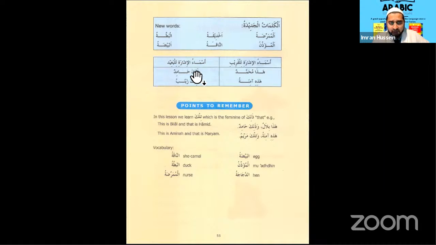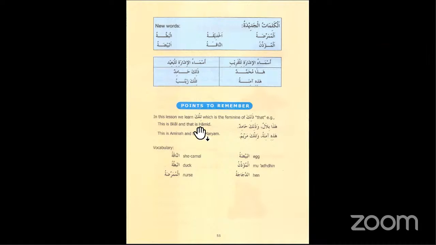Then what we're going to learn now is the demonstrative pronouns. So hadha and hadhihi, one is for masculine and one is for feminine. But when you're referring to something further away, like we say in the Quran, ذَلِكَ الْكِتَابُ, that book, meaning the Quran itself. When it's a masculine thing you're referring to, you say dhalika, and when it's a feminine thing, you say tilka. Is that clear?